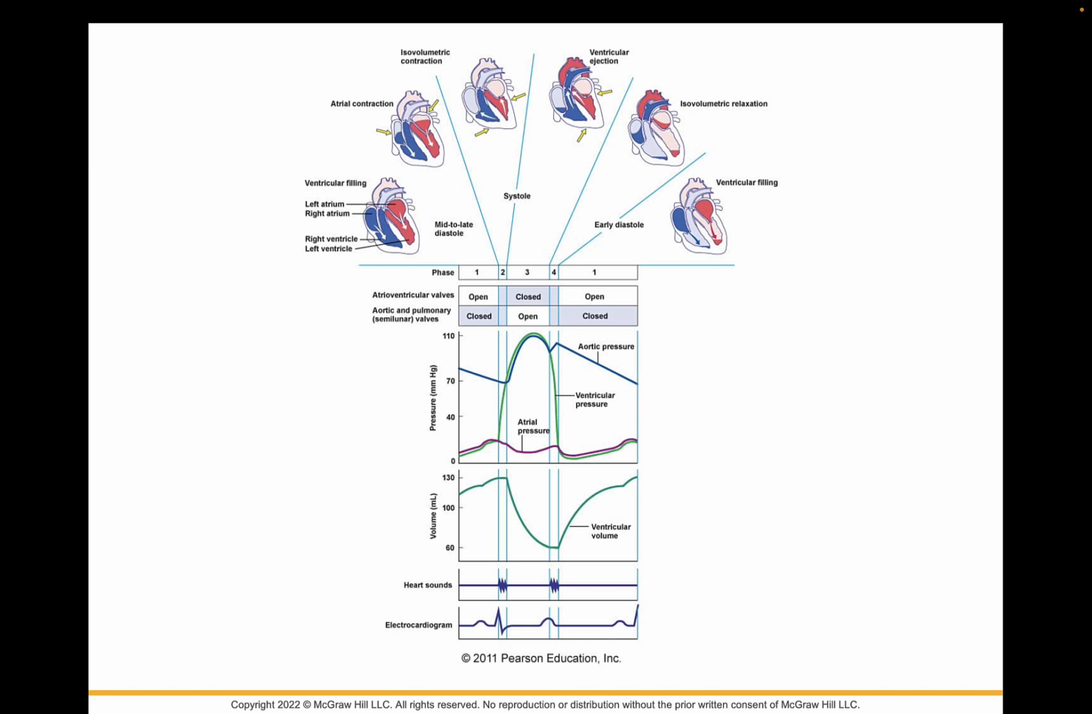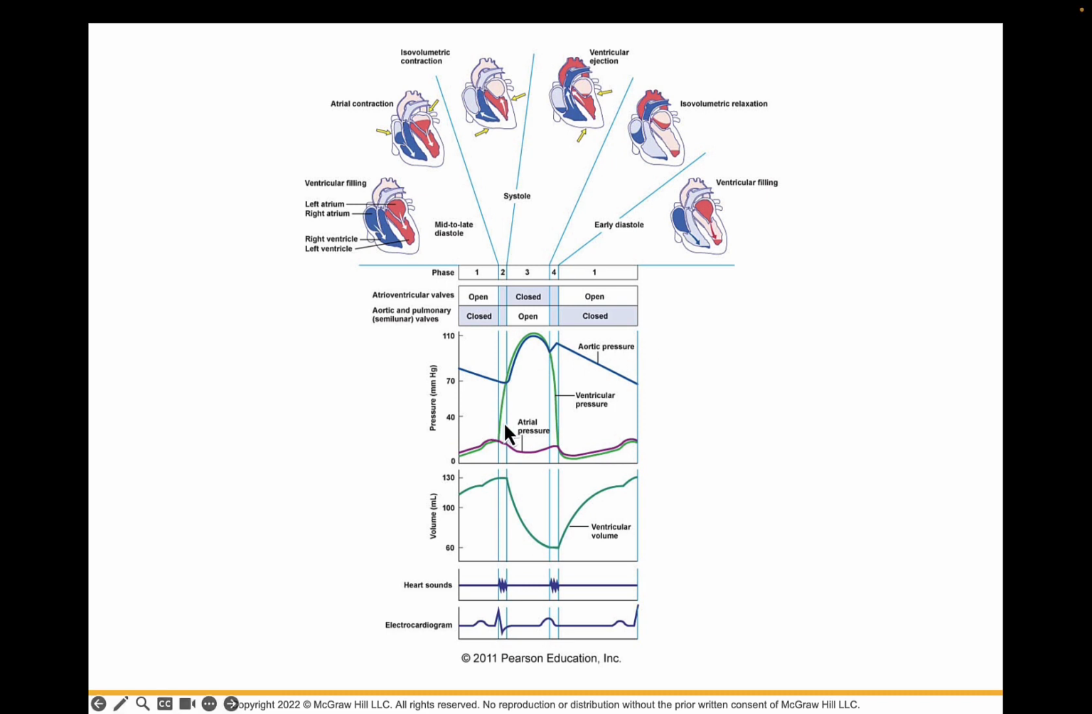So the other thing that we can see here that's actually taking place during mid to late diastole is atrial contraction. And we can see basically a little bit of extra blood that's being added that's attributable to the contraction of the atria. We now enter systole, and the first phase of systole is going to be isovolumetric contraction.